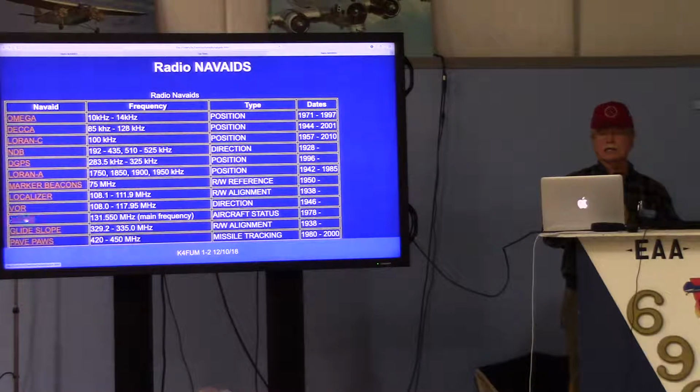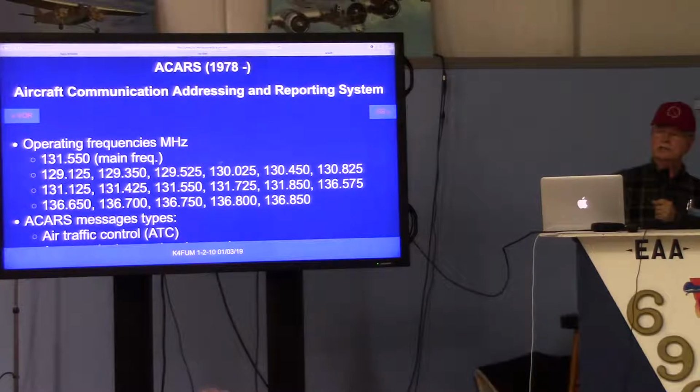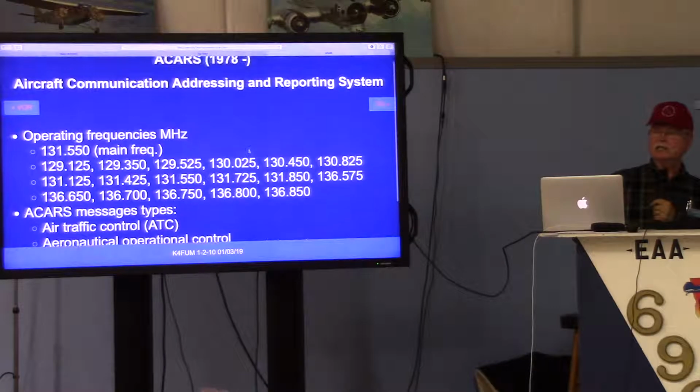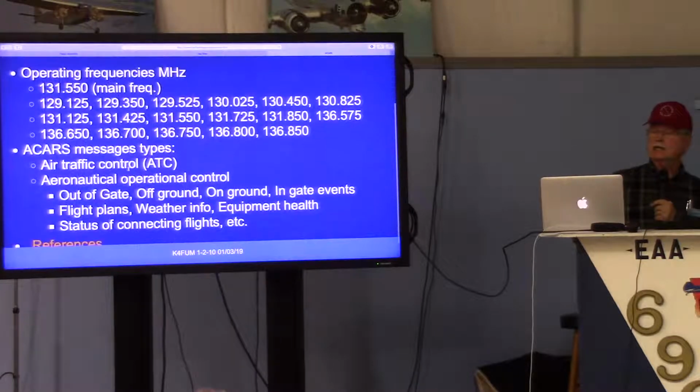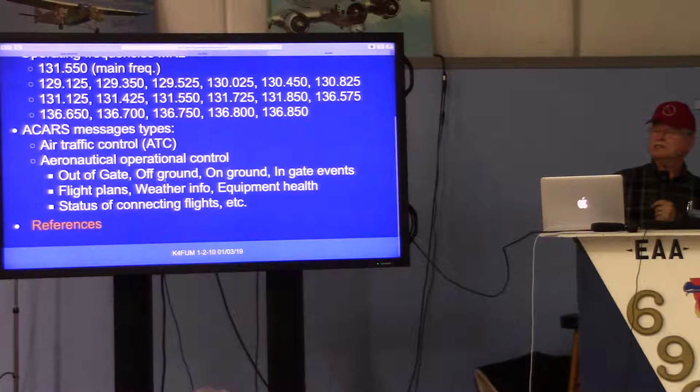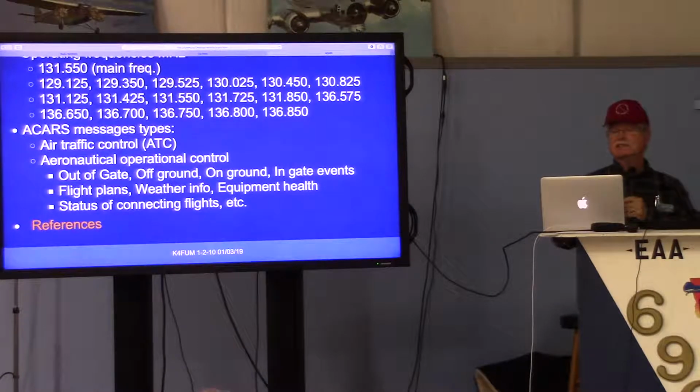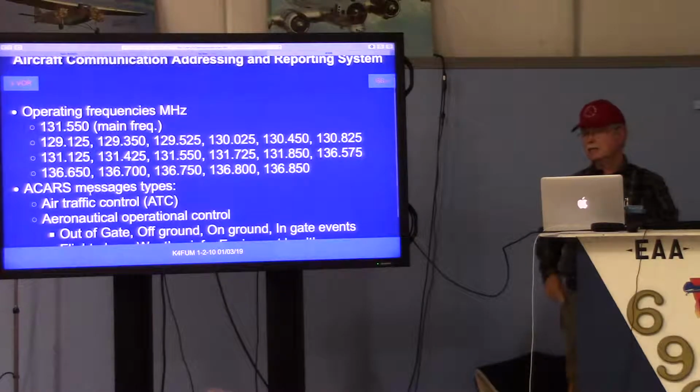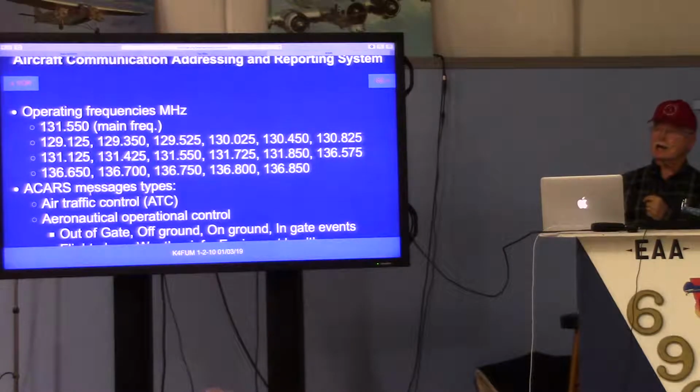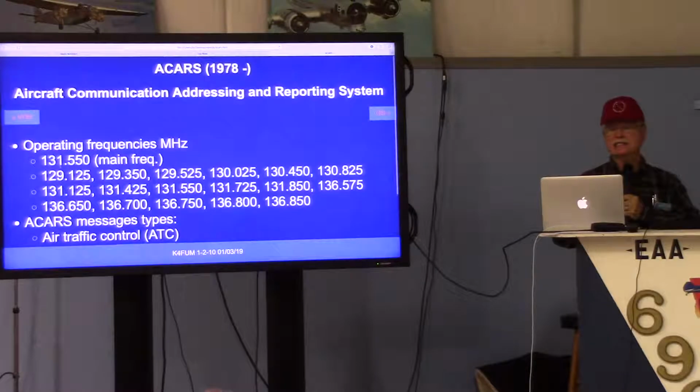Let's see, localizer, okay, ACARS. This is a system that's fairly new, it's from '78, but I think it's really in use now. The aircraft transmits a data stream on one of these frequencies. They transmit the information to the ATC or the controller, and they also transmit the information to their company, like Delta. It gives them the out-of-gate time, off-ground time, on-ground time, in-gate events, flight plans, weather, equipment health, status of connected flights, and all that. You can actually receive this if you have a receiver in the VHF range, and there are apps that you can download to PCs that you can actually decode it with. I haven't tried that, but they say that's easy enough to do.